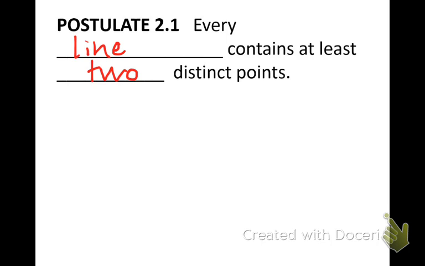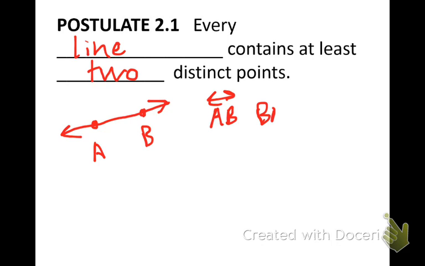Let's draw a picture to exemplify this. We've got 2 points, A and B. There's a line with A and B that goes through both points. We would name this AB with a line symbol over it, or BA with a line symbol over it.